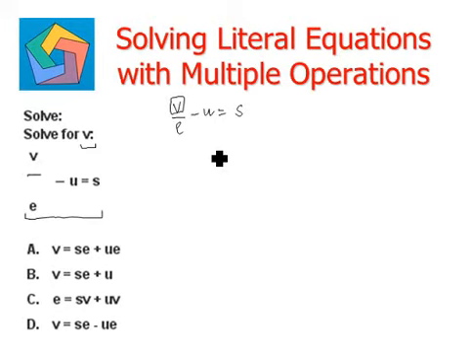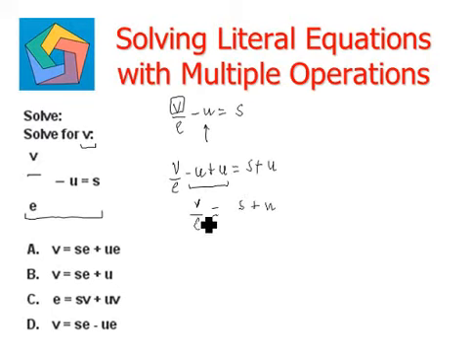We start by removing this u from the equation. Here we see we have a negative u. If we add u to both sides of the equation, let's see what will happen. On the left hand side, negative u plus u will become 0. So we have done away with our u, and we are left with v divided by e equals s plus u. Now here v has a denominator e. That means if we multiply by e on both sides, the denominator will go and v will be left alone.